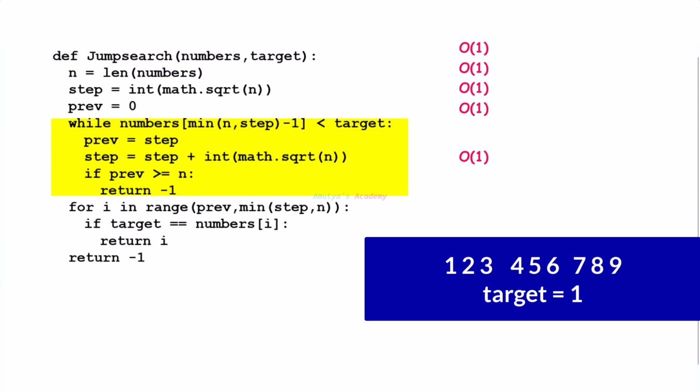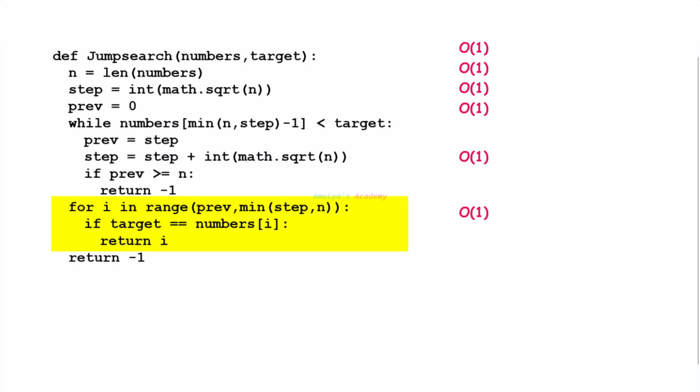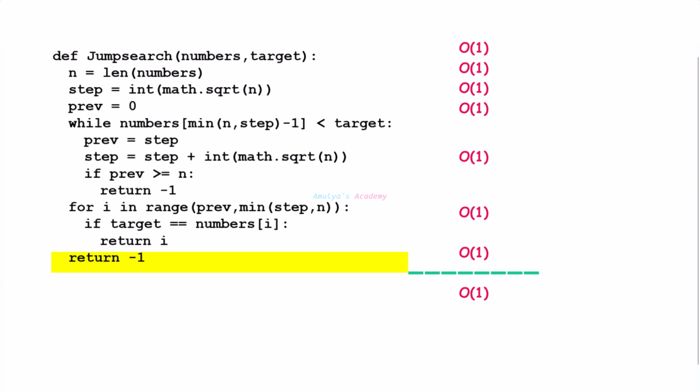And here next we have for loop. Here also in the best case scenario, if our target element is the first element of our block, then it will execute only once, constant time. Then here we can see return operation. It is a simple operation, so constant time. So in the best case scenario, time complexity of jump search algorithm is constant time.